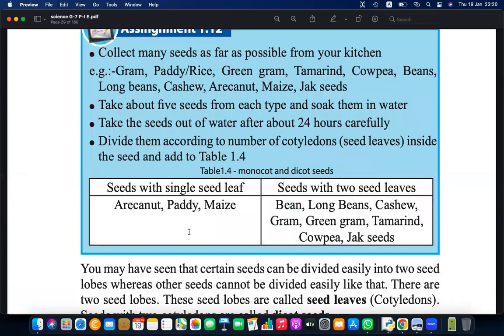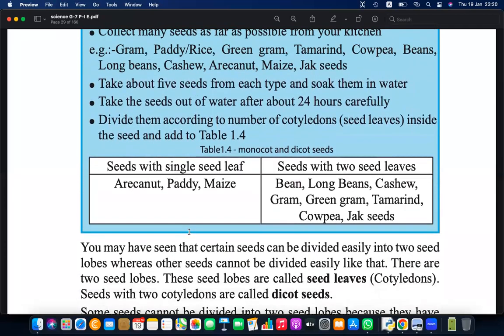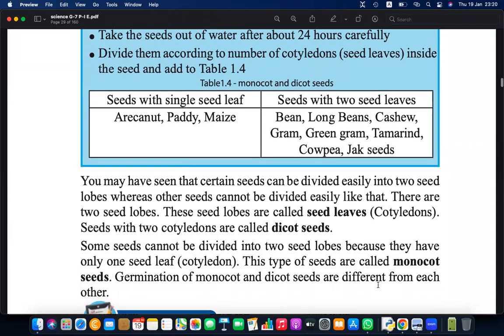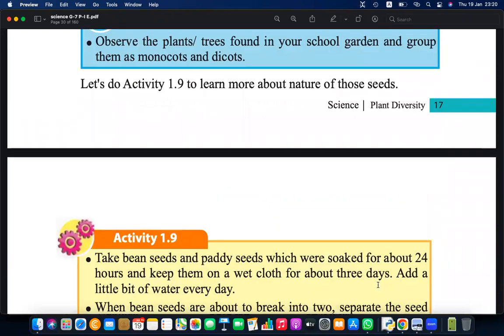So based on the number of leaves that you can see at the initial stage, we have divided that into two categories called monocot and dicot. Monocot is having basically one leaf, but dicot is having two leaves visible. How can you identify them? So we learned two methods. One is we have to wait until the germination.